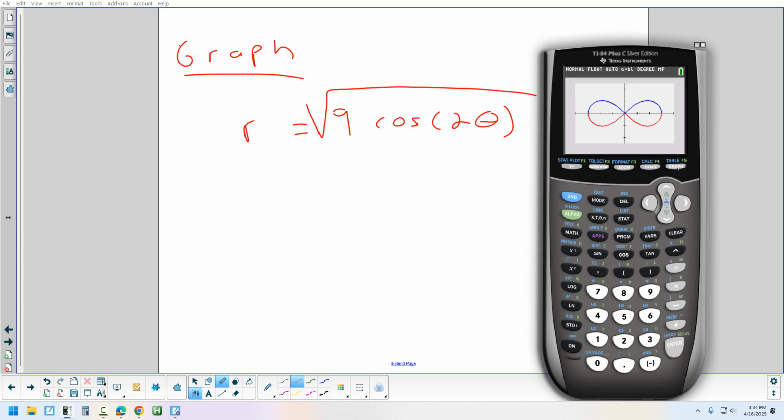All right. If you set your parameter to go beyond 180, you can get that full picture without doing the negative square root. So there are different ways to get the full picture. But what we have there is an infinity symbol.